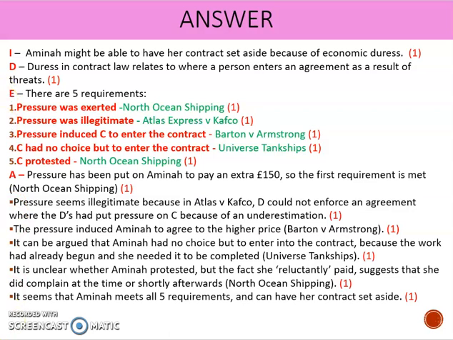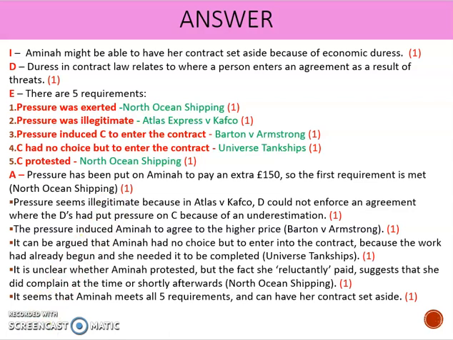So I'm going through each of these 5 rules in order as they apply to Aminah. So firstly, I've said that pressure has been put on Aminah to pay an extra £150. So the first requirement is met, just as in North Ocean Shipping. 2, the pressure seems illegitimate because in Atlas and CAFCO, the defendant was not able to enforce an agreement where the defendants had put pressure on the claimant because of an underestimation. Now, I've done this very bullet pointy here so I can fit it all on one slide, but I would elaborate on that and say that it seems like Roshan has underestimated the cost of doing the work, and that's his error. And if we reason by analogy, it does seem to be a bit like the case of Atlas, which seems that the pressure is therefore illegitimate.